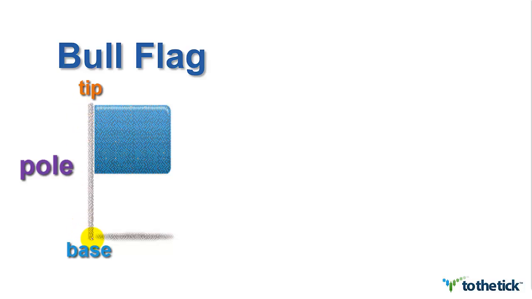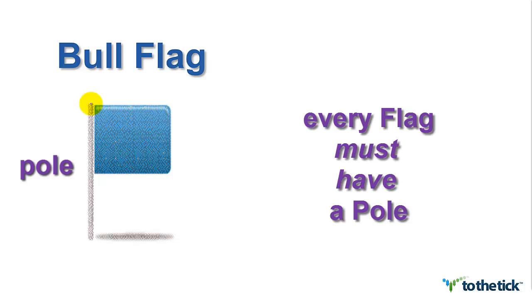So the bulls have come from a base of support and they've pushed a pole and they've come up to a tip. It's the most important part, and it is the key to many price patterns, is the recognition of this pole. Understanding the pole, understanding what creates the pole and when it happens is key. And it's key to many patterns. So first and foremost, with the flag, every flag must have a pole. It's a rule. Every flag must have a pole.